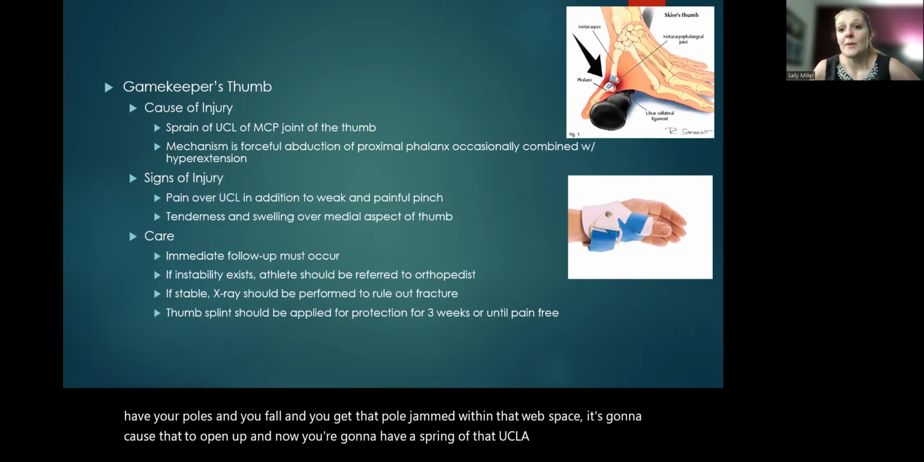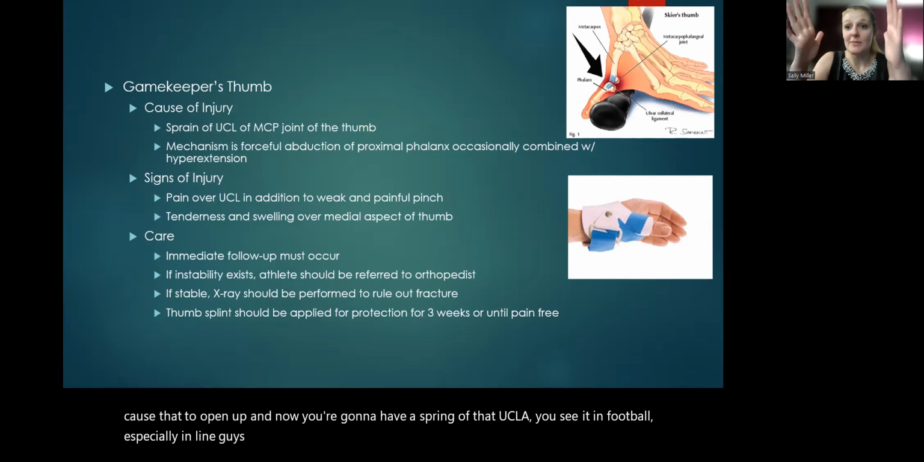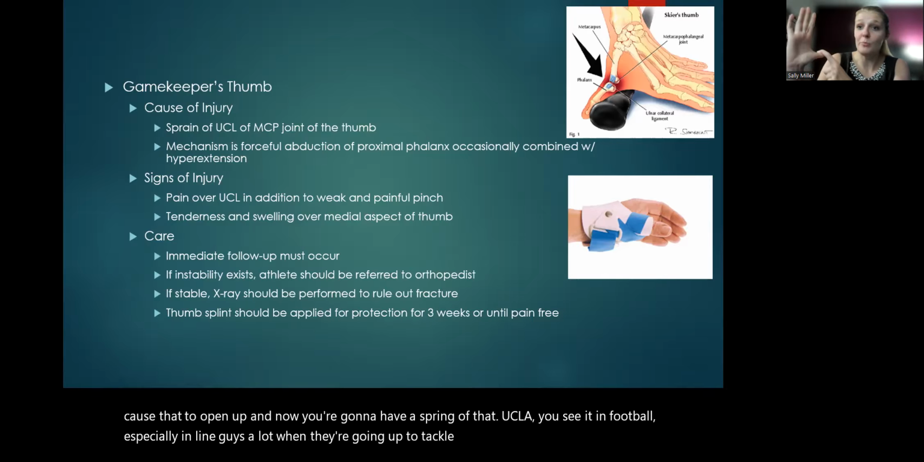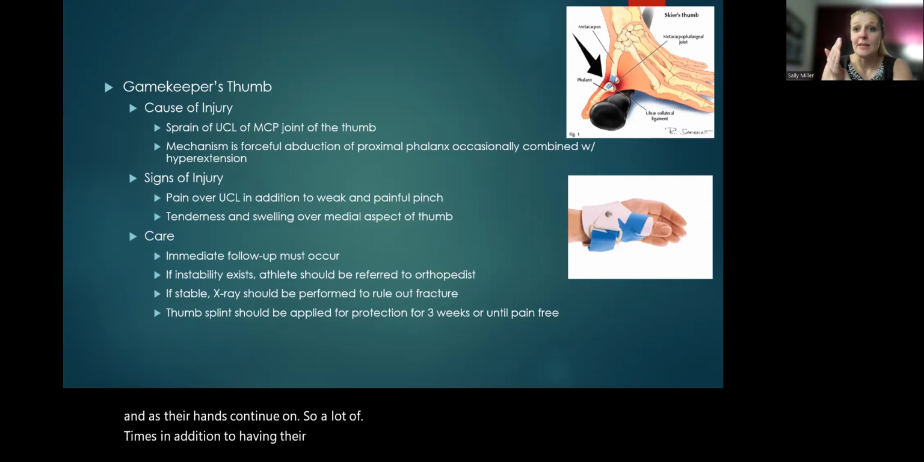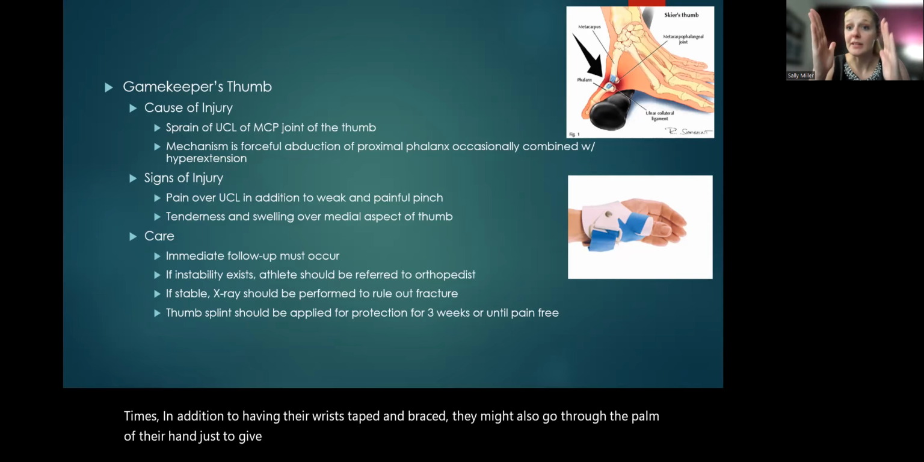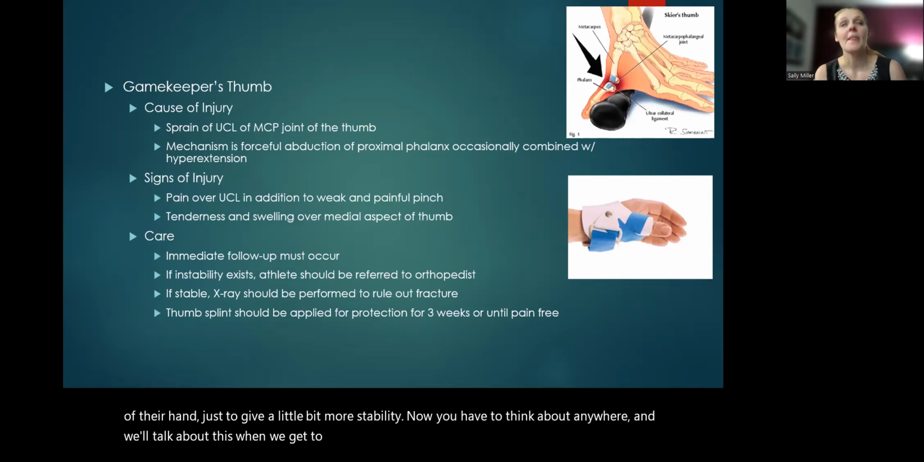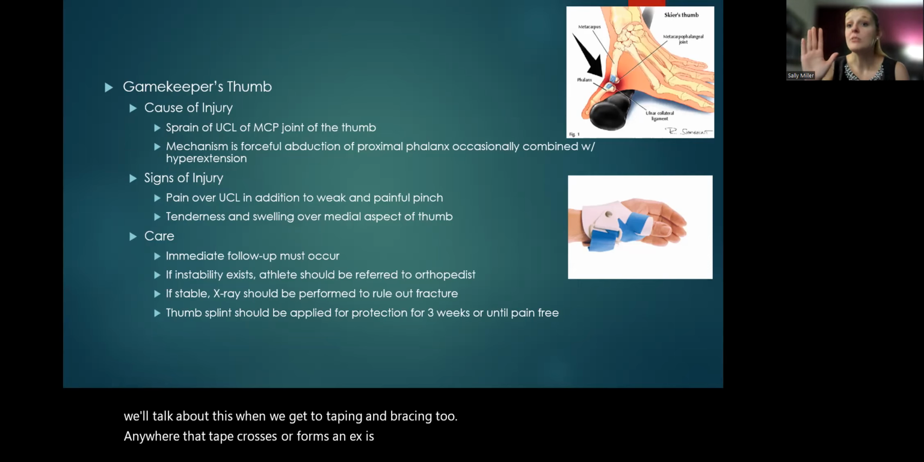You see it in football, especially in line guys a lot when they're going up to tackle, their thumb's going to get pulled back as their hands continue on. So a lot of times, in addition to having their wrists taped and braced, they might also go through the palm of their hand just to get a little bit more stability. Now, you have to think about, and we'll talk about this when we get to taping and bracing too, anywhere that tape crosses or forms an X is where it's going to be most supportive because that's where it's really going to check that motion.